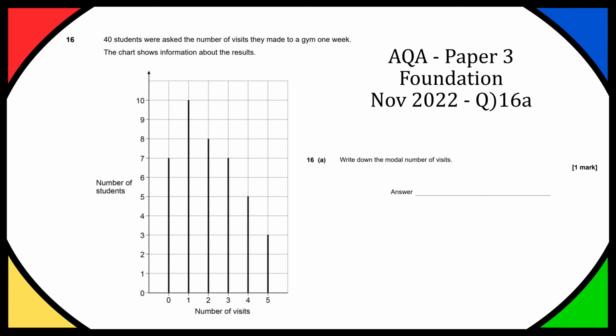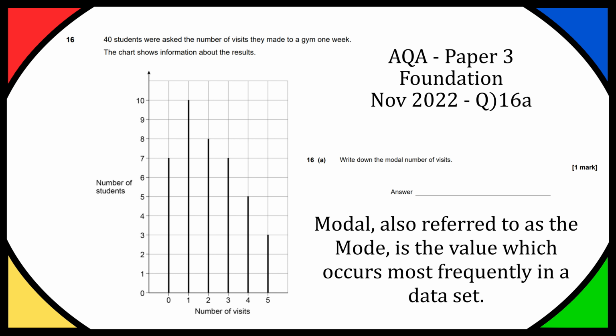The chart here, we have the number of students on the y-axis and the number of visits on the x-axis. And you can see, for example, 7 students went 0 times, 10 students went 1 time, and so on and so forth until it represents all the students. So for question 16a, it says write down the modal number of visits, 1 mark question. Now modal, also referred to as the mode, is the value which occurs most frequently in a data set. So in our data set, we're going to be looking at number of visits. So 0, 1, 2, 3, 4, and 5 visits.